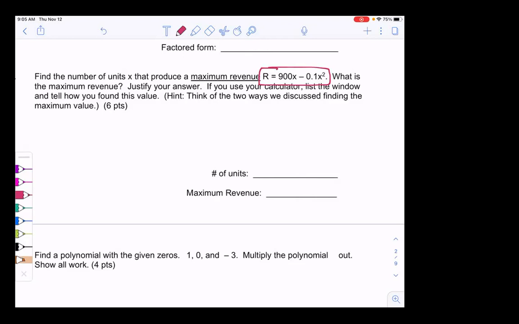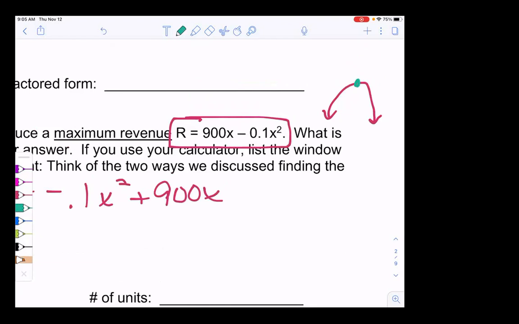Grant, if it's 900x minus 0.1x squared, what type of graph would that equation give us? Why do you think it gives us a parabola? Yeah, and it's a parabola that goes down because it's a negative x squared. So this function, if I write it differently, it's really negative 0.1x squared plus 900x. But because it's an x squared, it's a parabola. There is a maximum of a parabola, and that maximum occurs at its vertex.